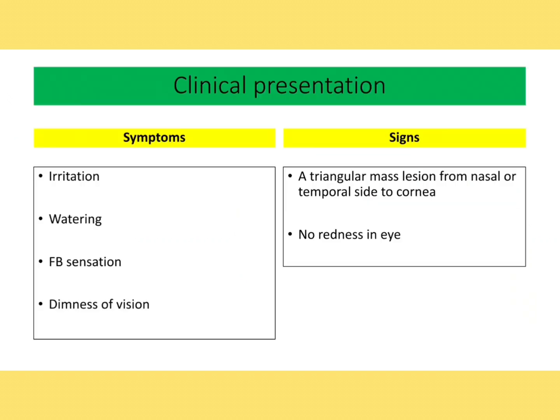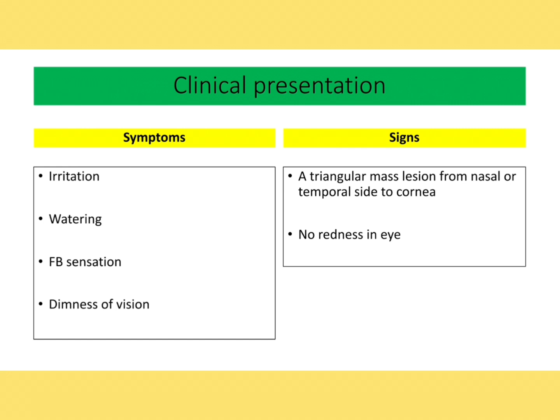Okay. Now this is the clinical presentation. Symptoms: the patient will complain of irritation, watering, foreign body sensation, and dimness of vision. Dimness of vision occurs when there is obstruction to the visual axis because of the pterygium. Otherwise, if the pterygium is not affecting the visual axis, then the patient will not have any visual problem, but will only complain of irritation, watering, or foreign body sensation, or the patient may come for surgical removal because of the cosmetic appearance. That can be one reason.